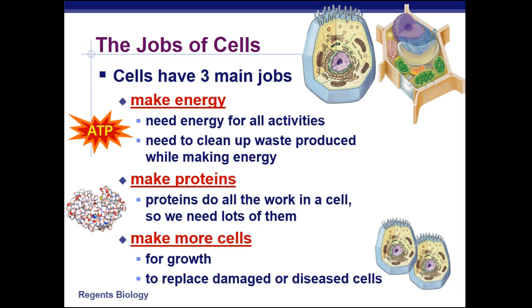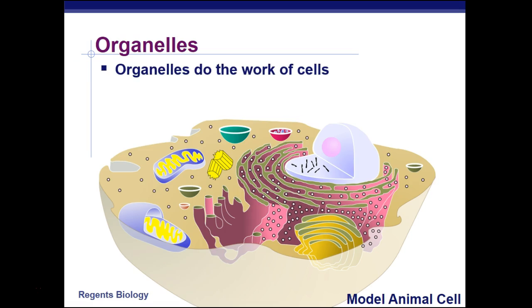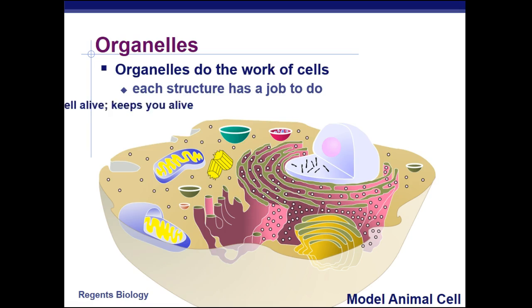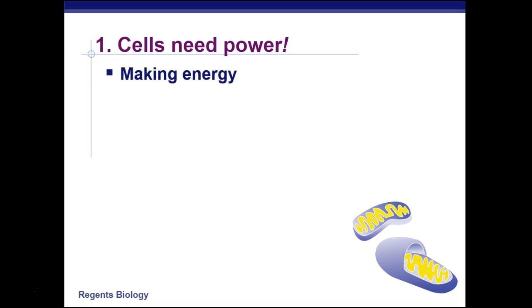We're going to focus on these three main headings and place the parts of a eukaryotic cell, the organelles, into these different groupings based on how they contribute to that job. So, organelles, a word that just means little organ, are the specialized parts of a eukaryotic cell that do a job related to one of those bigger tasks that we just mentioned. They are there to keep the cell alive, which in turn means that you stay alive. They're like mini organs. So let's start with that first job.